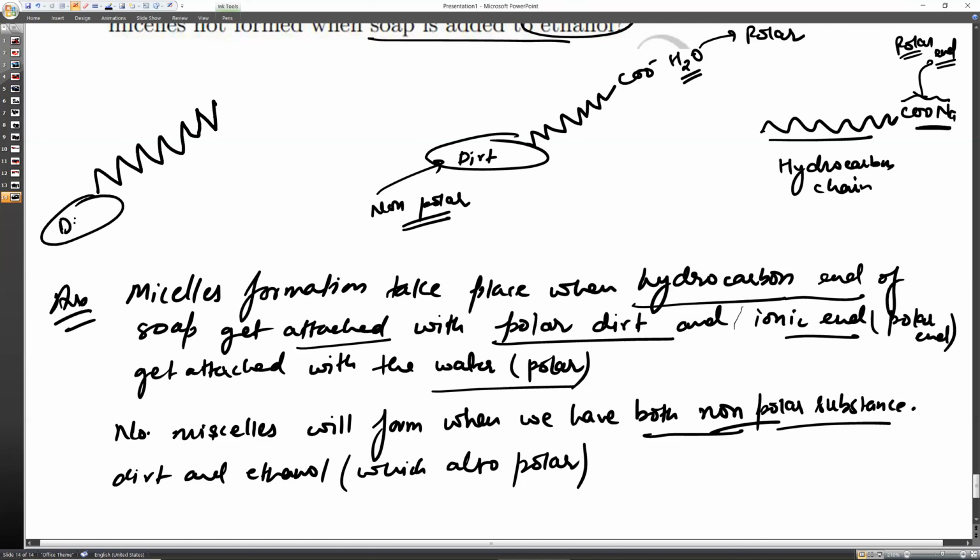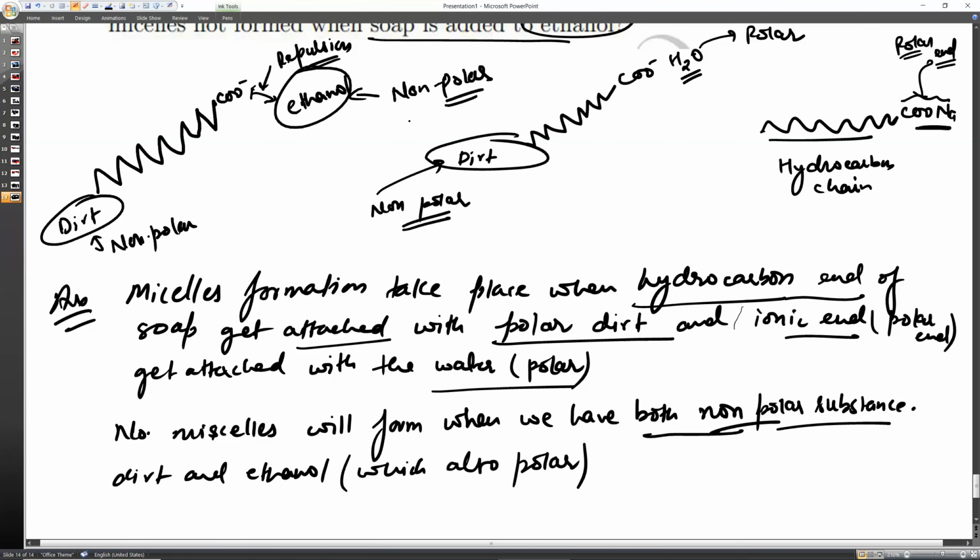Okay, so when you have dirt here, non-polar, and this is COO minus, and ethanol, C2H5OH, is also non-polar. So note it down, repulsion will take place here, okay? Because they both are non-polar, that's why repulsion will take place here, so there will be no formation of micelles. Let's move to the next question.